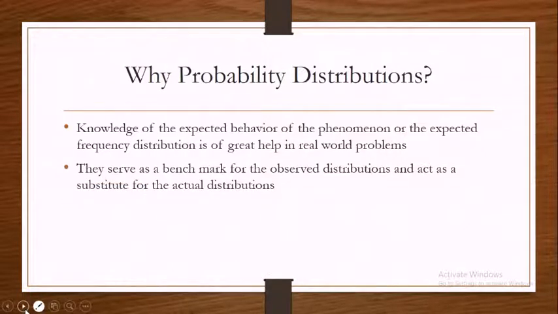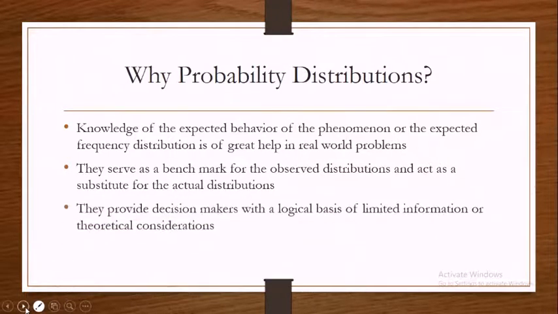They serve as a benchmark for the observed distribution and act as a suitable substitute for the actual distributions. They provide decision makers with a logical basis for decisions under limited information or theoretical considerations. So all of this implies only one thing: it helps to solve real world problems. How do they solve real world problems?